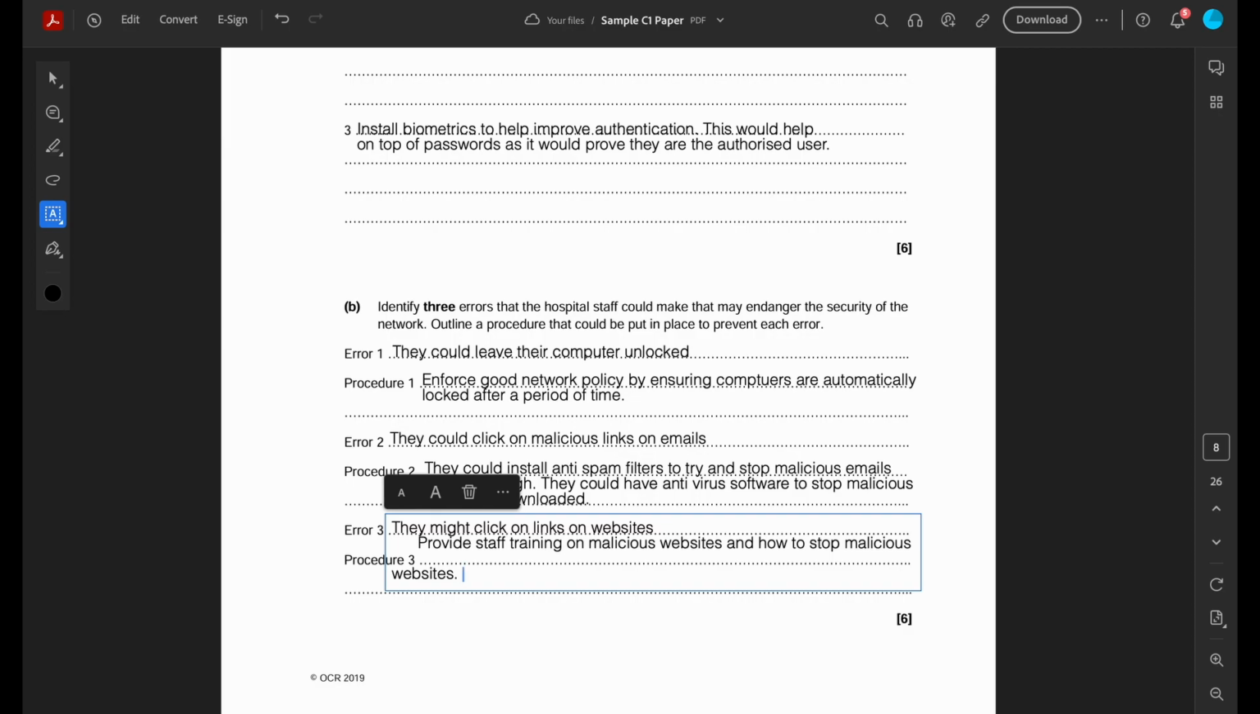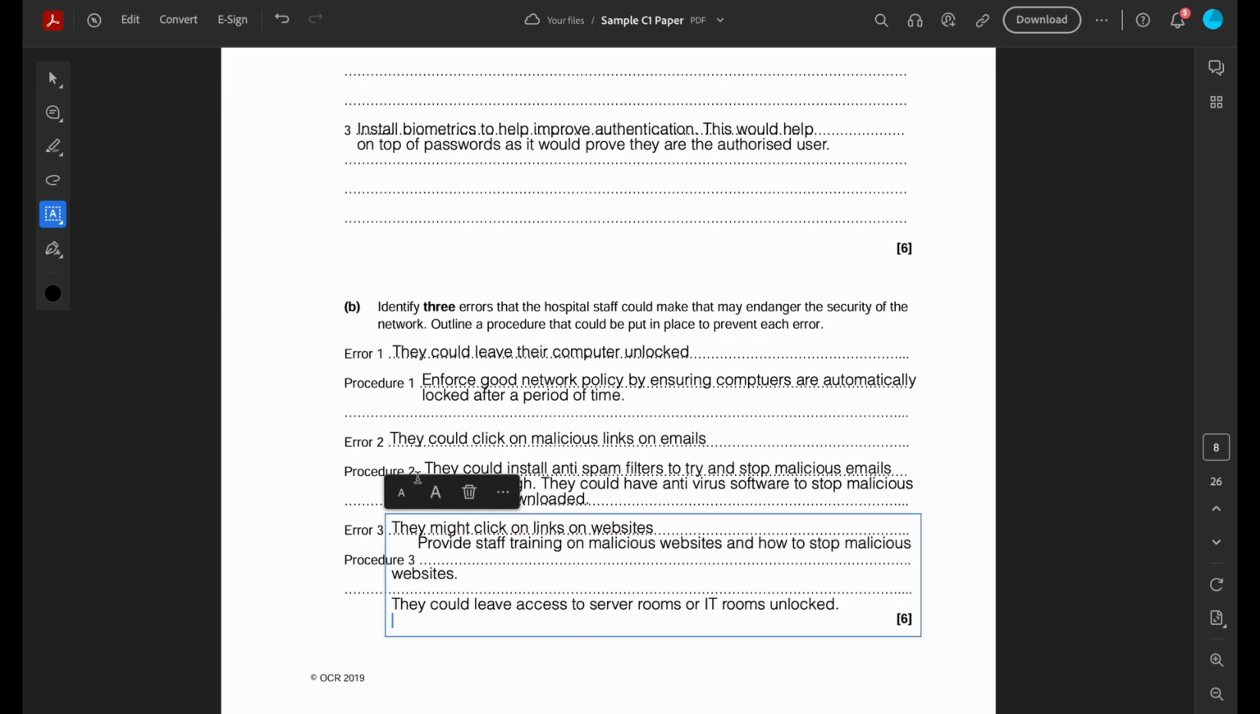Now, other things they could do, because of the way that it's worded here, they could even leave things unlocked. So let's have that one as well. That's a 4. They could leave access to server rooms or IT rooms unlocked. Now again, we could train staff to make sure they don't do those kinds of things.